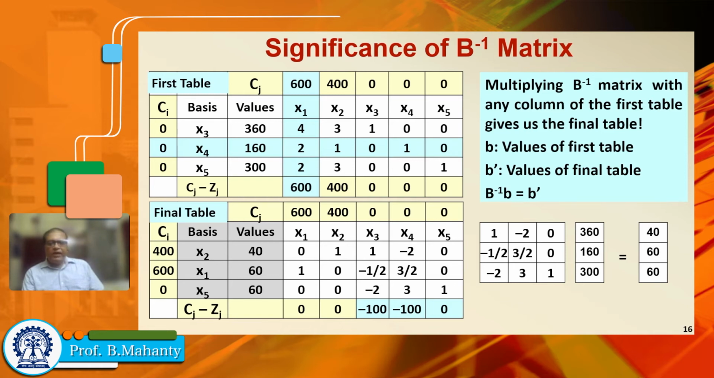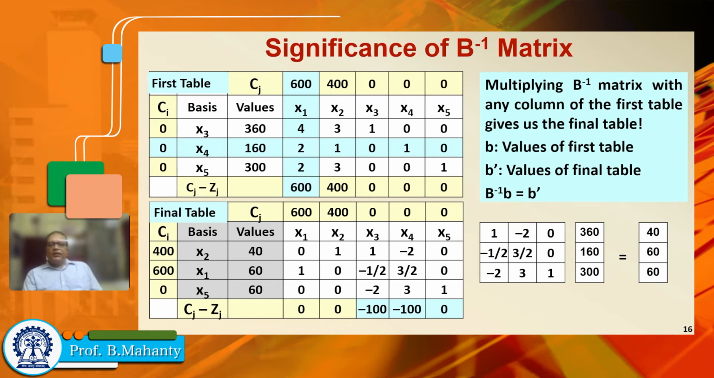So look here, this is the B inverse matrix: 1, minus 2 and 0; minus half, 3 by 2 and 0; minus 2, 3 and 1. So when you multiply that with 360, 160 and 300, what exactly do you get? You get the values 1 into 360 minus 2 into 160 and 0 into 300. Right, so that is precisely what you get.